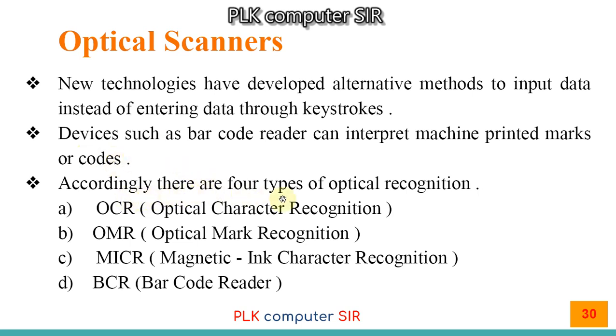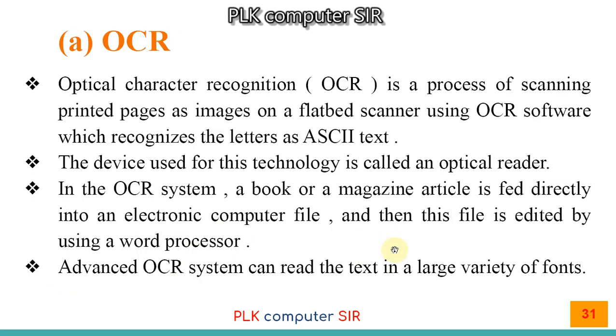Accordingly, there are four types of optical recognition. Number A, OCR, optical character recognition. Number B, OMR, optical mark recognition. Number C, MICR, magnetic ink character recognition. Number D, BCR, barcode reader. Okay, now we are going to discuss them one by one.